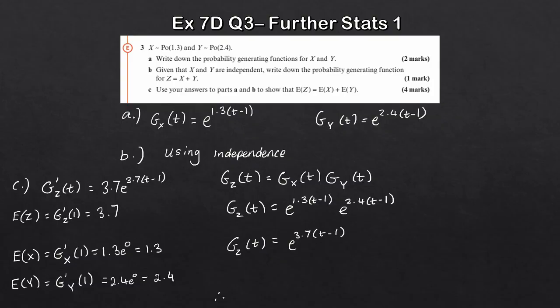So therefore 1.3 plus 2.4 is equal to 3.7. So therefore, E of z is equal to E of x plus E of y. And there we have it. So 4 marks for that. Again, quite a nice one, I'd say, overall. But there we have it.